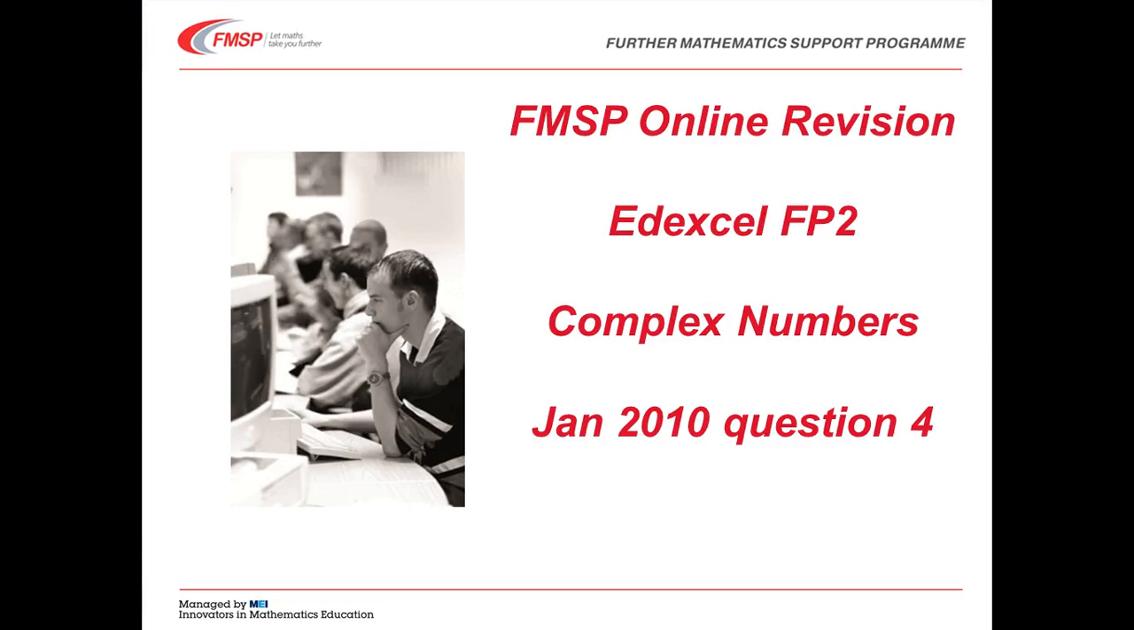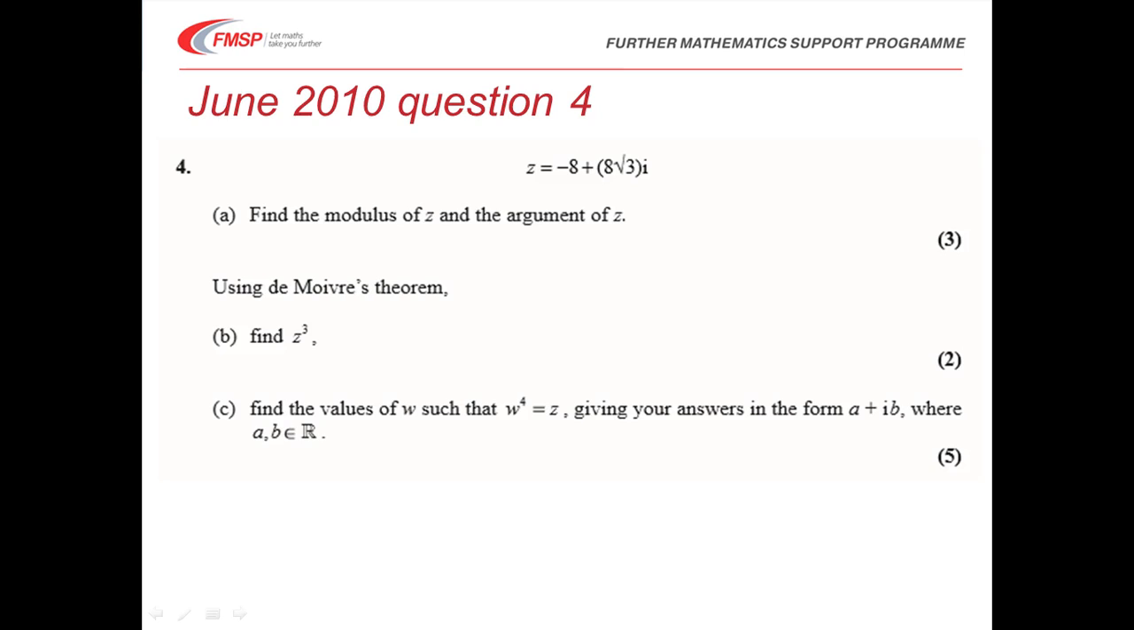Here we're going to be looking at the Edexcel question FP2 on complex numbers from January 2010, question 4. In this question we have to find the modulus of z and the argument of z. We're going to use de Moivre's theorem to find the value for z cubed, and then we're going to find all the values of w such that w to the power 4 is exactly the same as z.